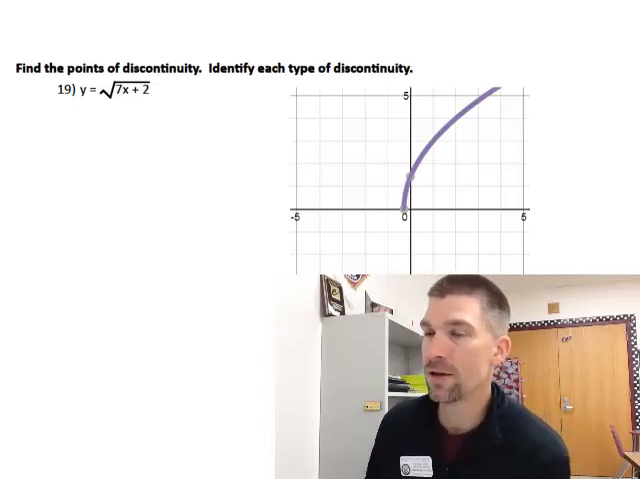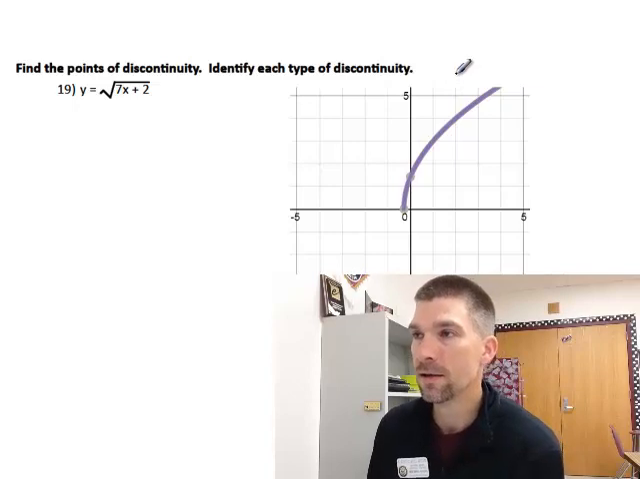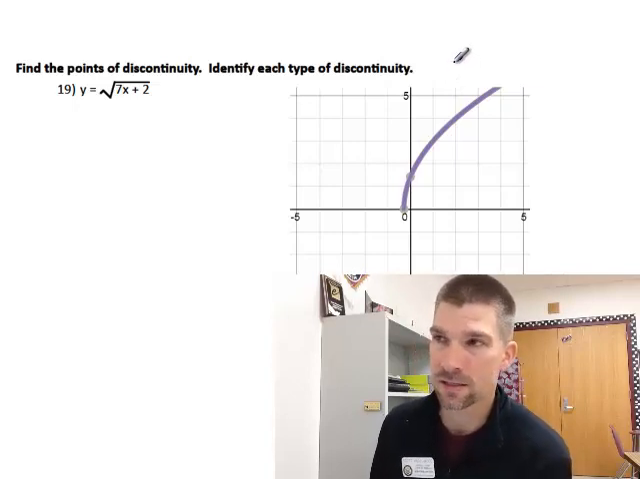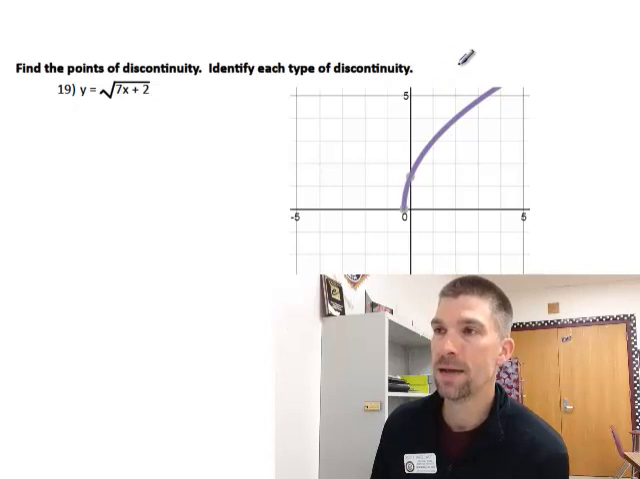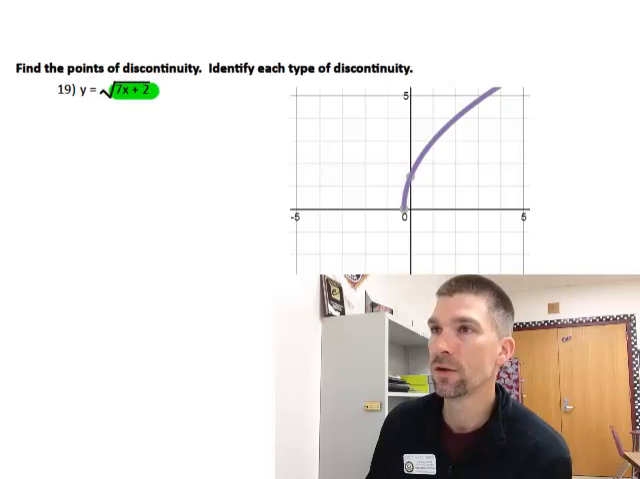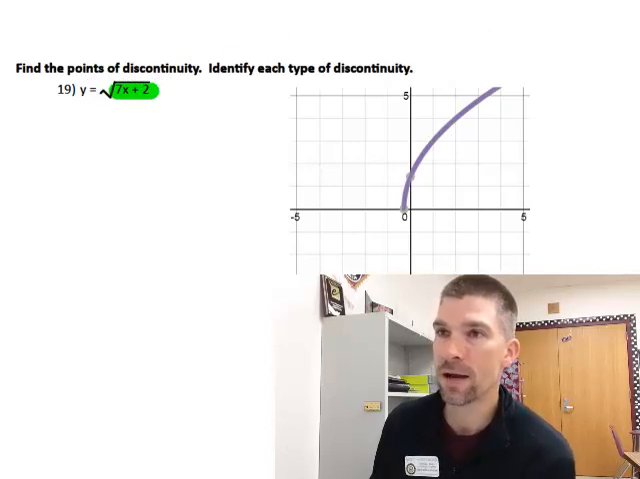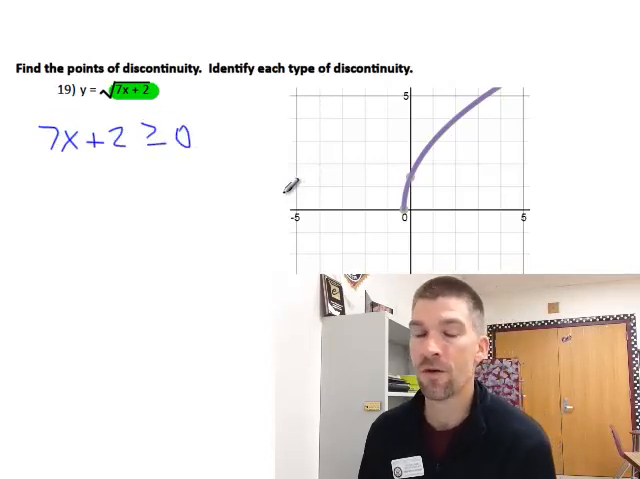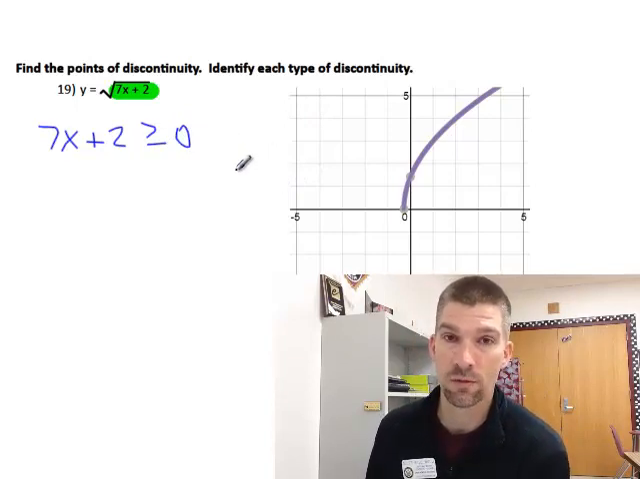Well, the type of discontinuity is a little bit tricky because there's a jump discontinuity, which it is not. There's an oscillating, which it is not. There's a removable, which it is not. So there's several types, but it is not continuous where the radical is undefined. And anytime you're dealing with a radical, the numbers inside the radical have to be larger than or equal to 0, because for now, we're not going to deal with negative square roots.